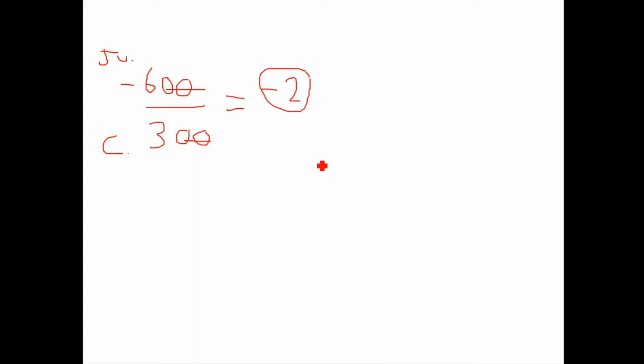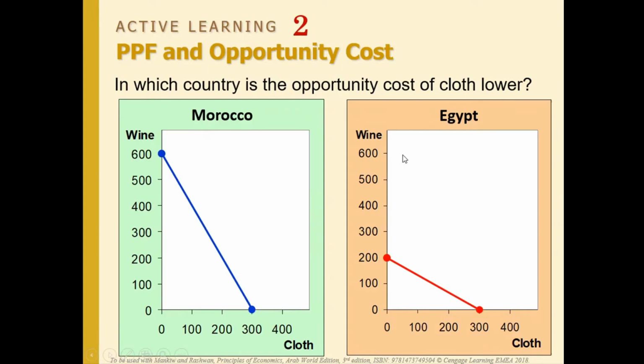Let's go to Egypt. Remember this number, bear it in your mind. Now this is Egypt. The maximum production of juice is 200, right? And to produce clothes, they have 300. How can we calculate the opportunity cost?